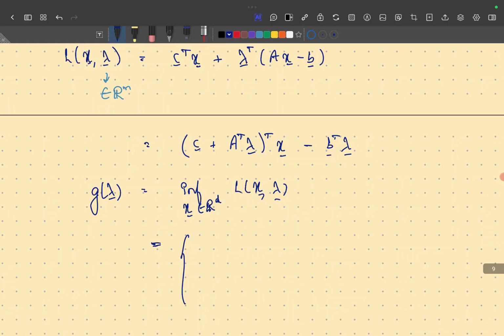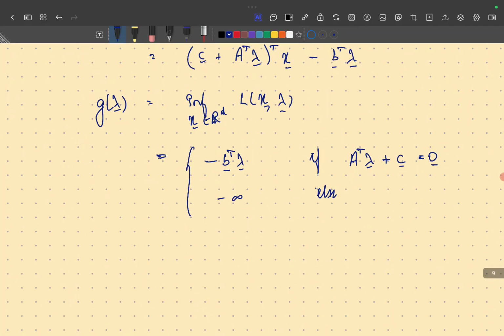If it is identically 0, it's minus B transpose lambda, right? Exactly. So it's equal to minus B transpose lambda if A transpose lambda plus C equals 0, and it's equal to minus infinity otherwise. So this is the dual function. This is an extended value function, of course, because it's allowed to take values plus infinity or minus infinity in some regions.